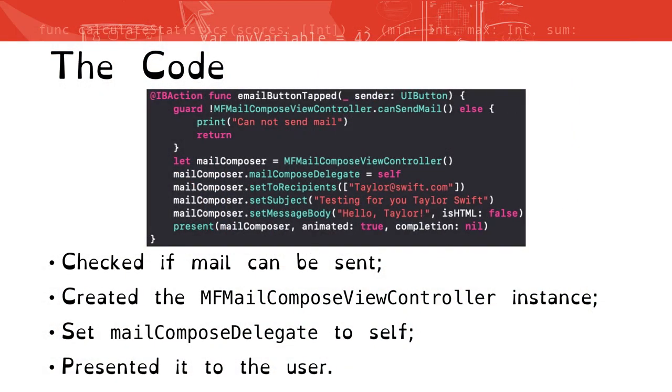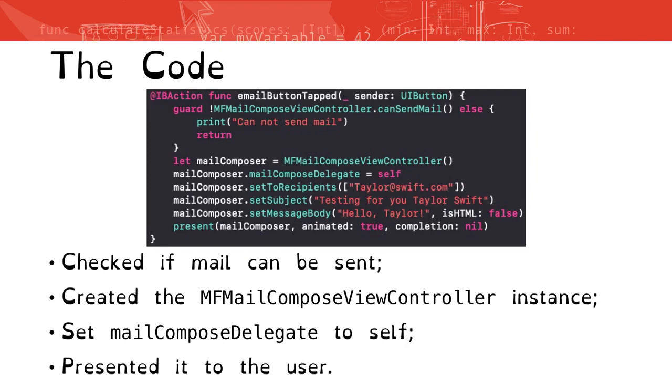Now, first thing is we have to test the availability of mail services, and if there aren't any, we don't continue. And that's why we have our guard here at the top. So you have our guard, not MFMailComposeViewController.canSendMail else. So if we're unable to send mail, what will happen is the guard will print to the console, not that the user will see it, "Cannot send mail." It's good for us when we're developing to know that. And it will return, which means it won't continue with the rest of that function. However, if it can send mail, so all's good, we continue on with the rest of the lines in our function.